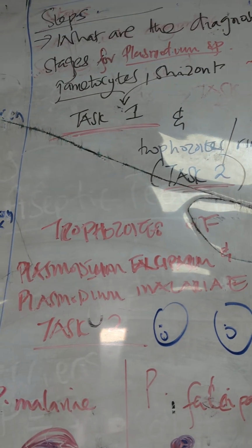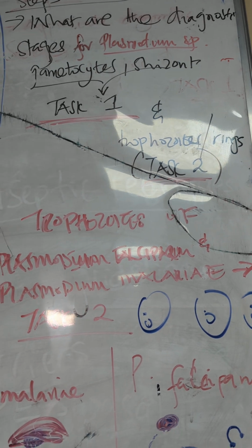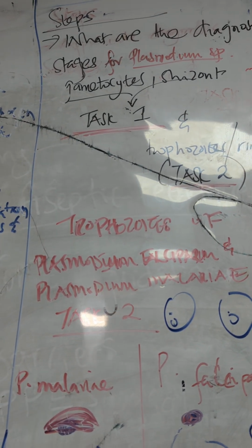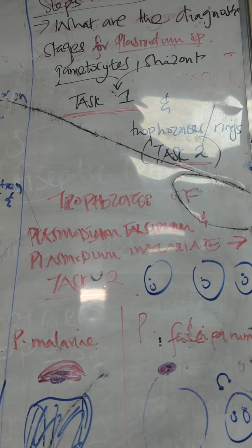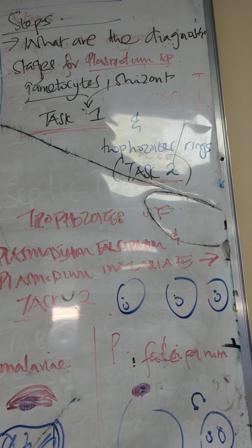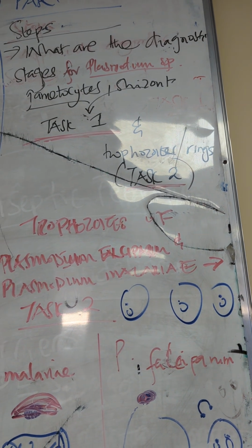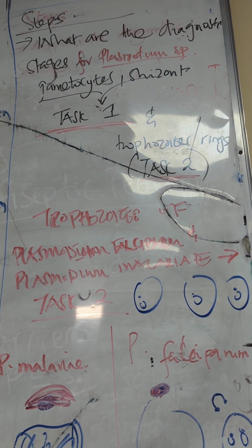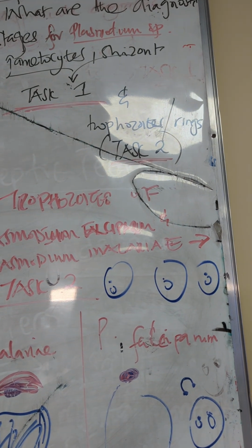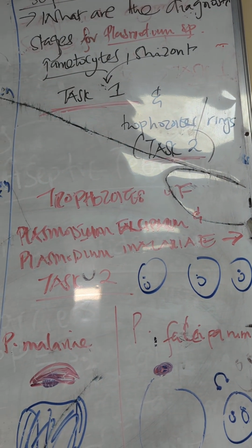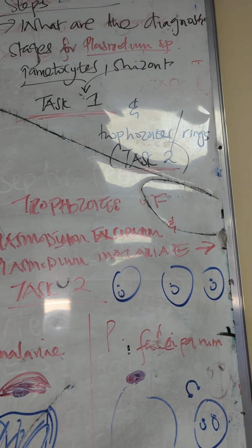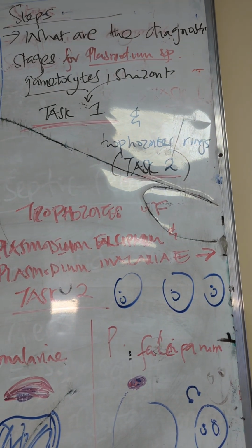So I'll just take you to the board notes. Makes life easy. So the steps before getting to that, the overall objective was to identify your diagnostic stages. How do they look like? And we had some bench aids printed out, where the diagnostic stages, gametocyte and schizont, you were expected to draw in your task 1, and then there was task 2, the actual microscopy picture.